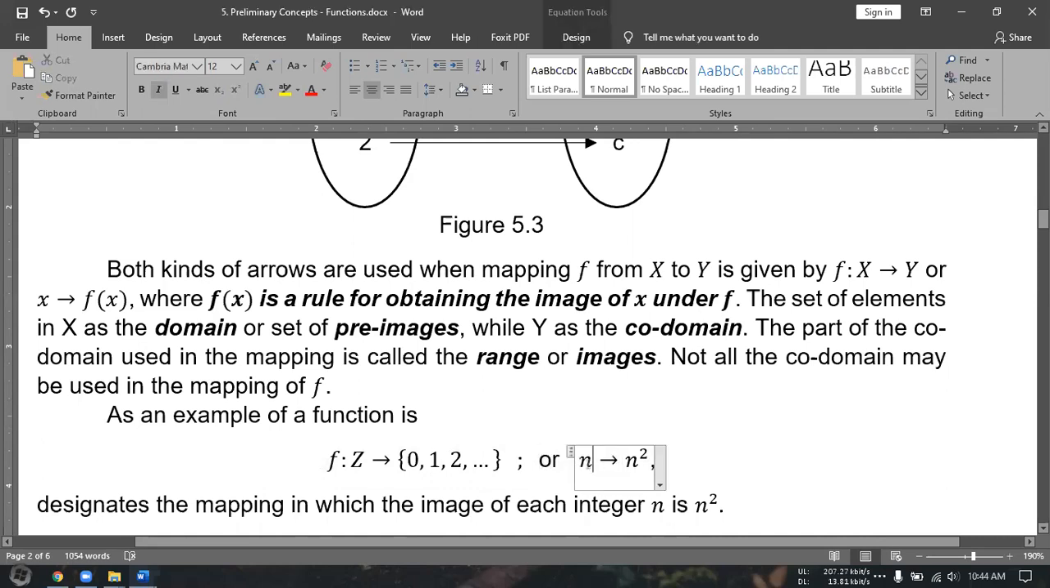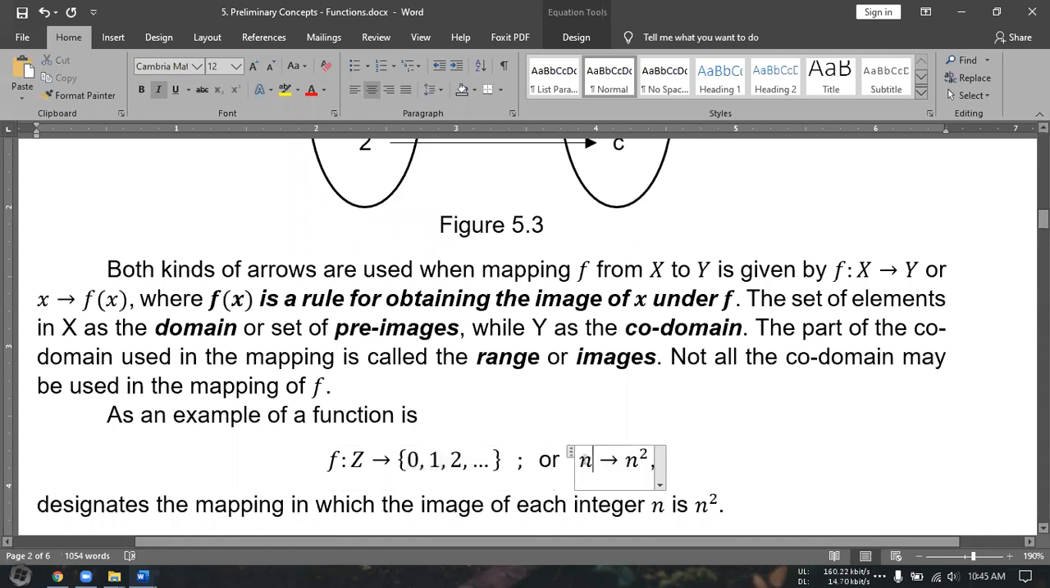Ano ibig sabihin nito? Not all the codomain may be used in the mapping of f. As an example, for a function, we have Z. Our pre-images is Z, and they are mapped to 0, 1, 2, 3, and actually these are your natural numbers. Hindi kasama the integers from -1 to -infinity. And then we have N.